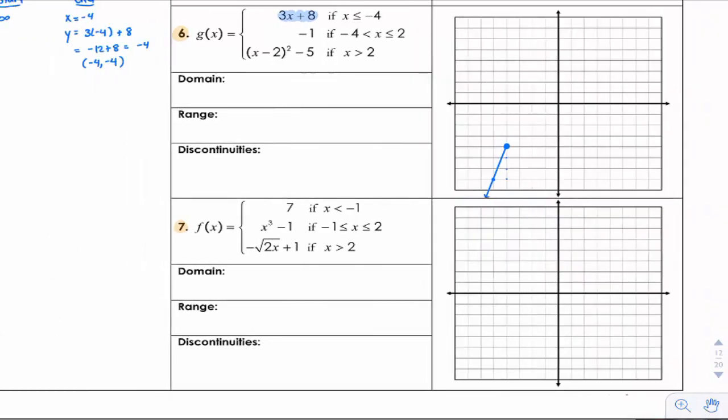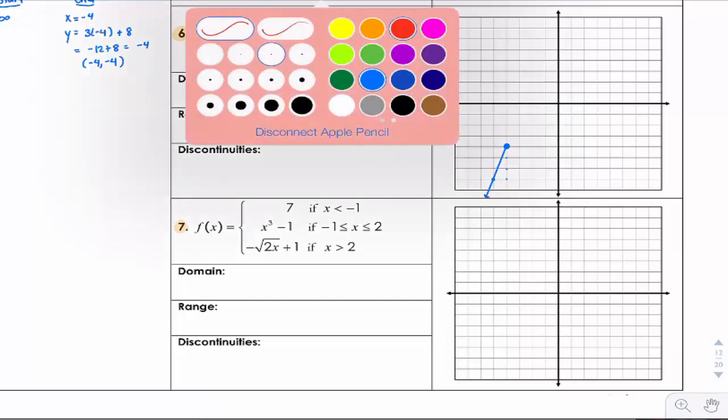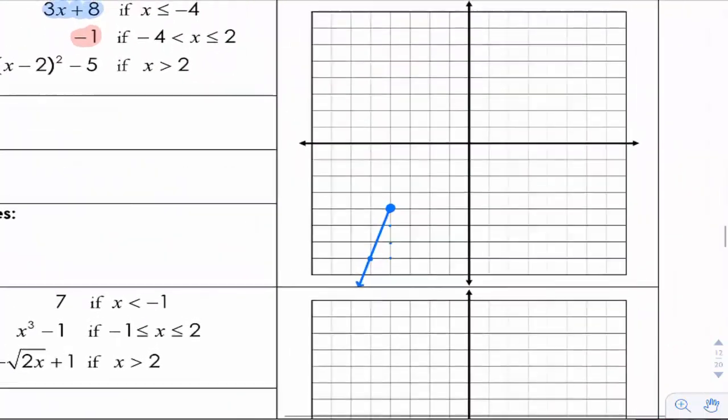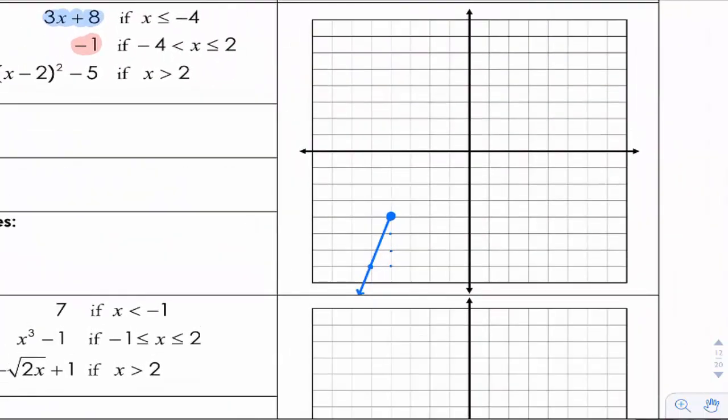The next piece, I don't have to really do any work because that, as I said before, is a horizontal line. So the starting and the ending point is going to be at negative 1. So I'm going to go negative 4, negative 1, open circle because it's x is greater than negative 4. And then the closed circle on the second point because it's less than or equal to, so I'm going to go to 2, negative 1. Horizontal line, go ahead and draw it. Again, those are the easy ones.